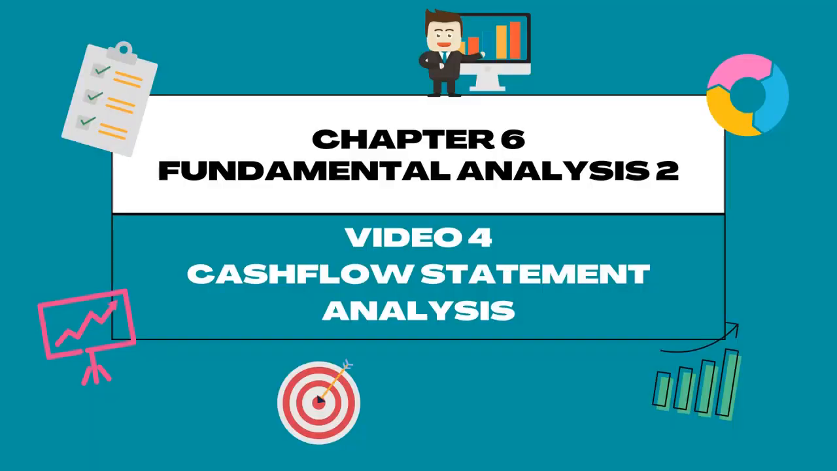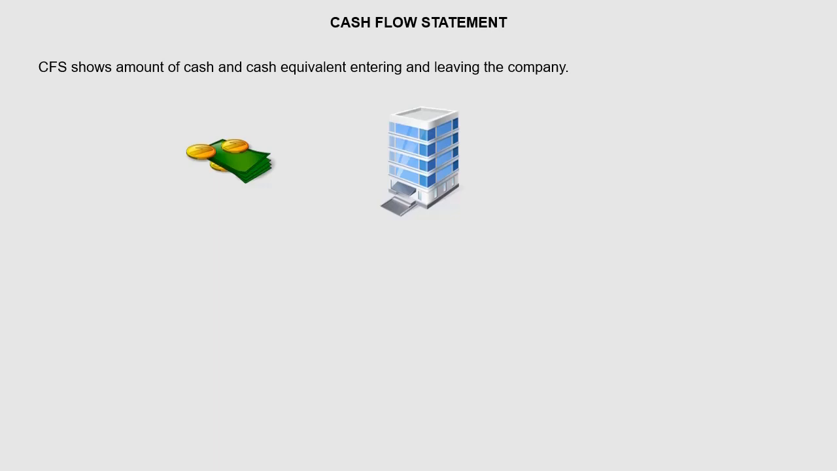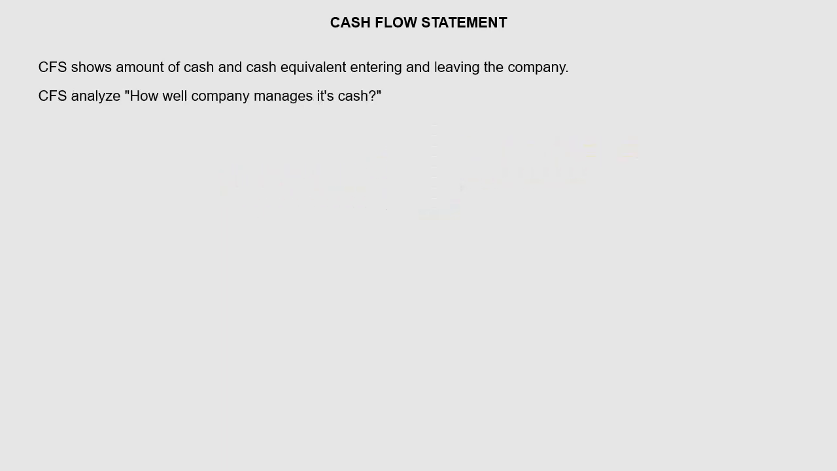Chapter 6, Fundamental Analysis 2, Video 4: Cash Flow Statement Analysis. The cash flow statement shows the amount of cash and cash equivalents entering and leaving the company. It shows how well the company manages its cash, that is, how it can generate income.